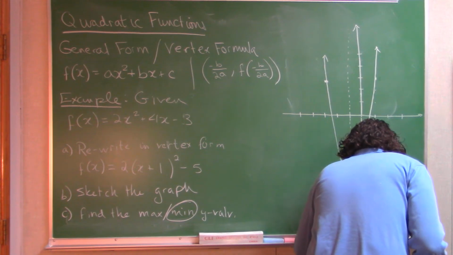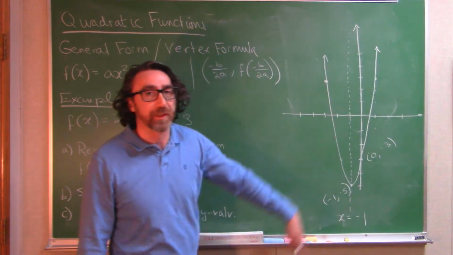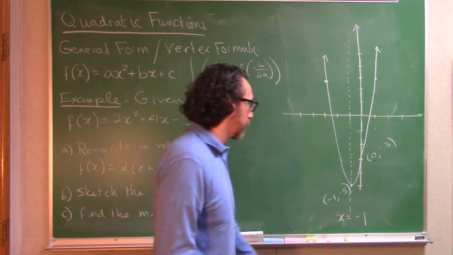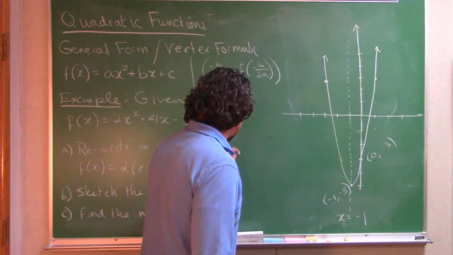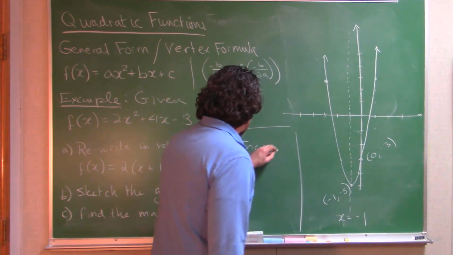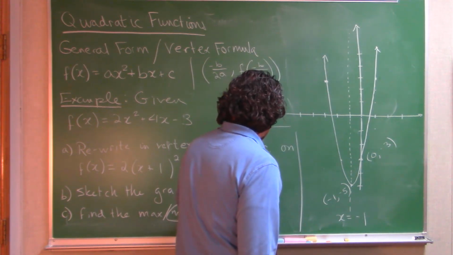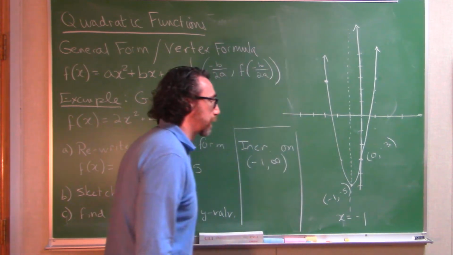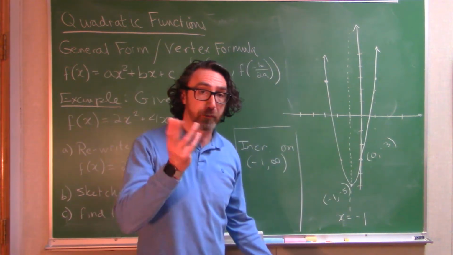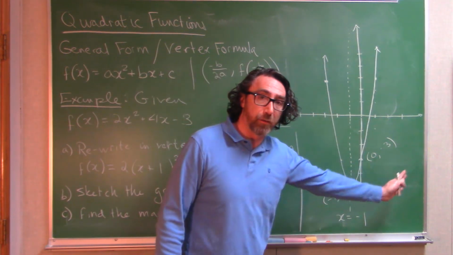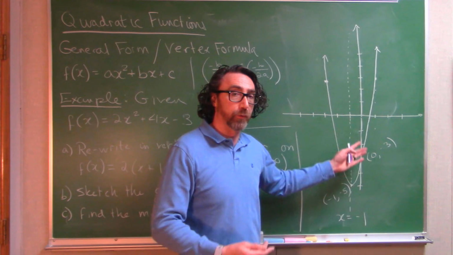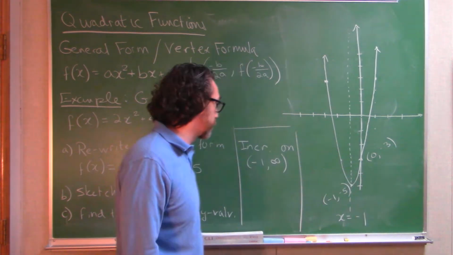What's the axis of symmetry? The axis of symmetry is x = -1. We could say, where is the function increasing and where is it decreasing? The function is increasing on the interval -1 to infinity. Remember how to read that from a graph? That's where the graph is sloping up. Where is the graph sloping up? Well, it's sloping up to the right of this vertical line. What is this vertical line? It's x = -1. So the graph is increasing on the interval -1 to infinity.